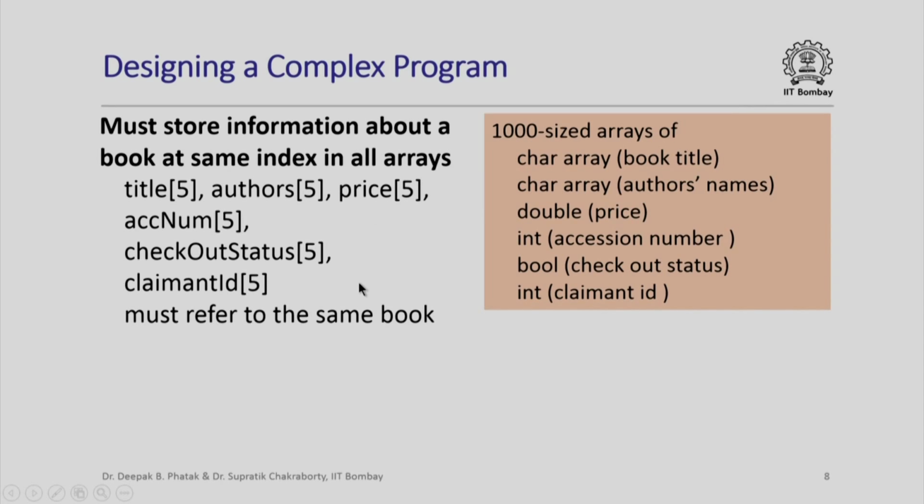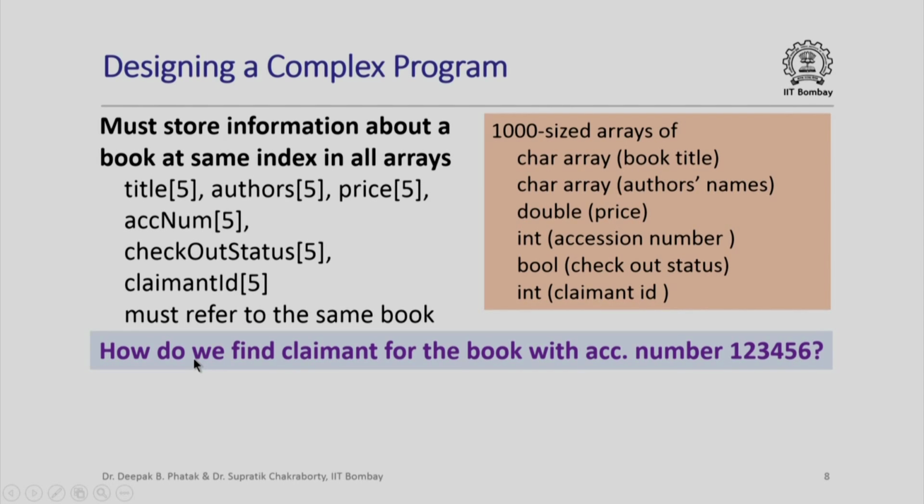So one way to do this might be to say that let us store the information about a book at the same index in all the arrays. So the 5th element, or in this case it is actually the 6th element, since each array is going to start its index from 0, the 6th element of all of the arrays, title, authors, price, accession number, checkout status and claimant ID, must refer to the same book. They must basically give different kinds of information about the same book. So this might be one way that we can correlate information stored in these different arrays for the same book.